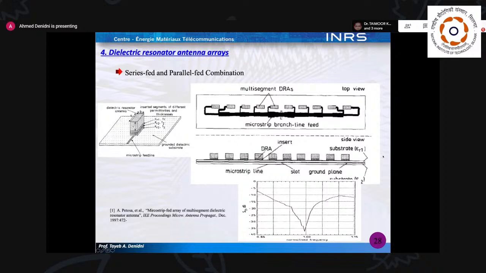This work operates around one gigahertz. Here are the details about the resonator, which also uses three different materials with different dielectric constants, epsilon one and so on. The idea is to come up with broadband operation of the dielectric resonators, and then we use it to build the array.